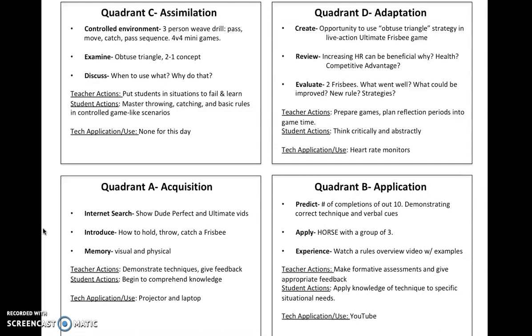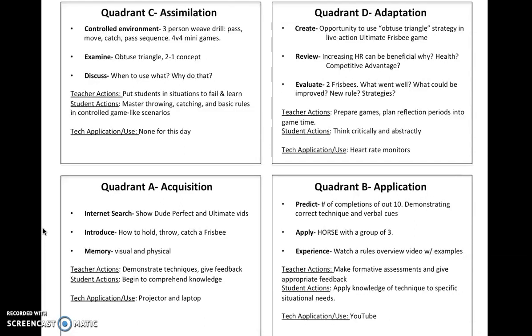So we started off by wanting to introduce and create excitement for the unit by showing Dude Perfect videos, which are basically trick shot YouTube videos, very popular with high school students, and Ultimate Frisbee competitive videos, just to foster some engagement.